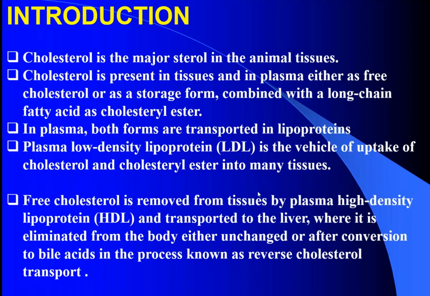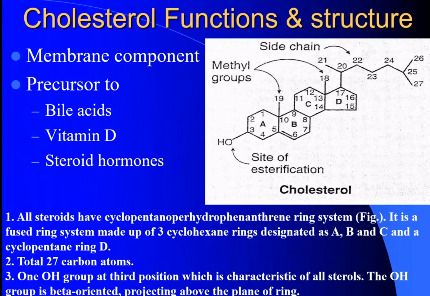Free cholesterol is removed from the tissues by plasma high density lipoprotein, HDL, and transported to the liver, where it is eliminated from the body either unchanged or after conversion to bile acids, in the process known as reverse cholesterol transport. Now to see the structure of cholesterol.